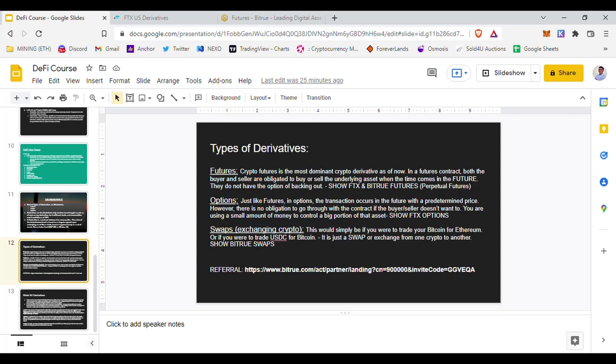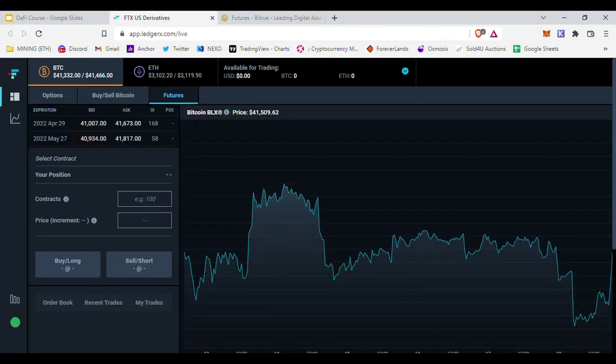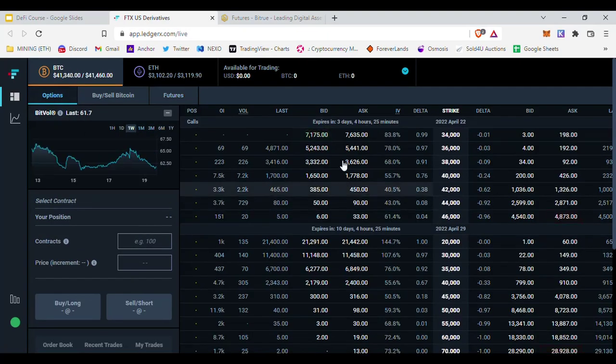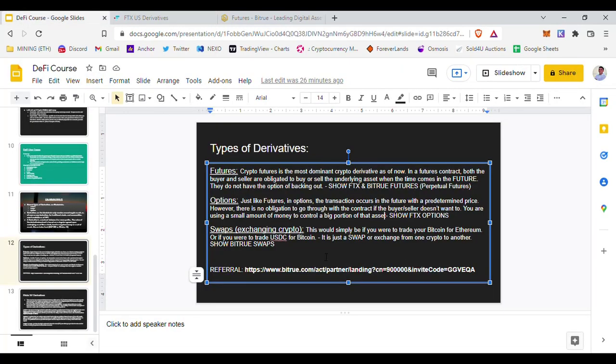So that's futures. Options is just like futures, in that the transaction occurs in the future with a predetermined price. However, there's no obligation to go through with the contract if the buyer or seller doesn't want to. So essentially they have the option to back out if they want. You are using a small amount of money to control a big portion of that asset, the same as with futures. I can show you options quickly. I've never gotten into this myself, but just be aware that derivatives do exist on the blockchain, as I mentioned earlier.